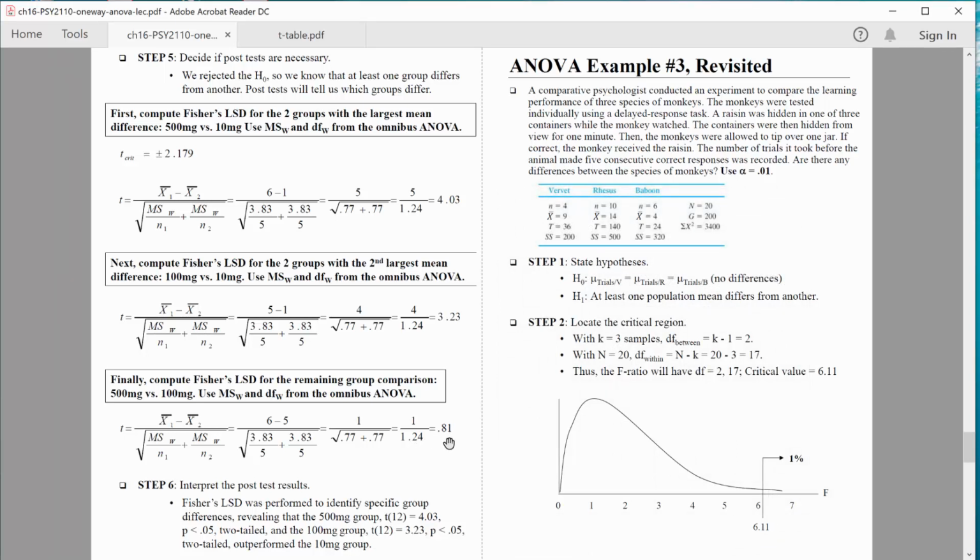We're going to compare that t-value for our Fisher's LSD post-test with our critical value of 2.179, and it does not exceed that value. So the difference between 500 milligrams and 100 milligrams is the type of difference we would expect to see just by chance. It is not statistically significant. So let's just summarize. We found that the people taking 500 milligrams have better scores than people taking 10 milligrams. People taking 100 milligrams have better scores than people taking 10 milligrams. But people taking 500 milligrams do not differ from people taking 100 milligrams.